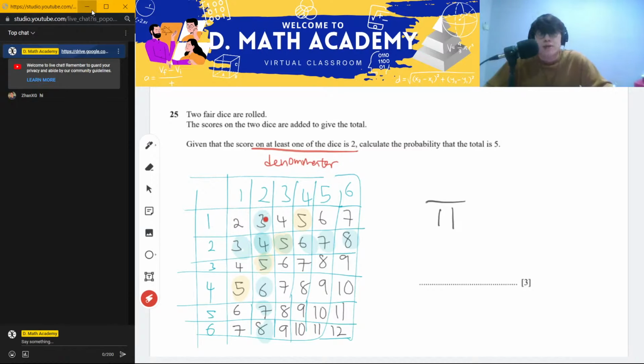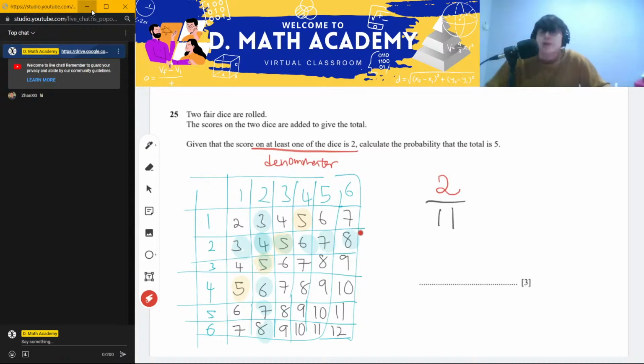So you count the dots that I made here. 1, 2, 3, 4, 5, 6, 7, 8, 9, 10, 11. So that's why the denominator is 11 here. Okay, then they're asking you about the probability that the total is 5. So I purposely made it yellow so that I can check how many of them overlap at 5. So there were 2 of them. So this question is 2 over 11.